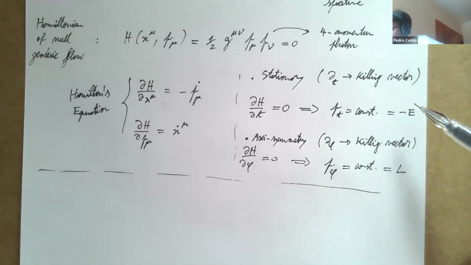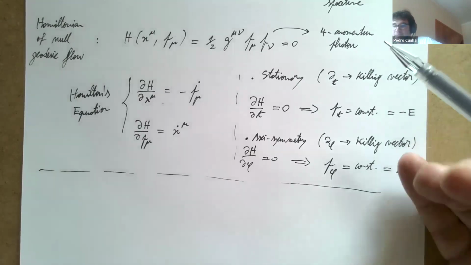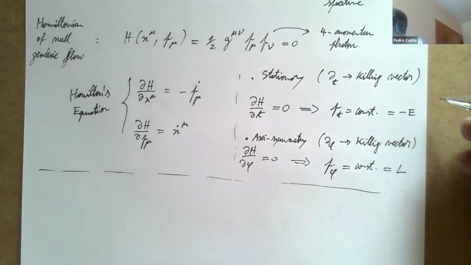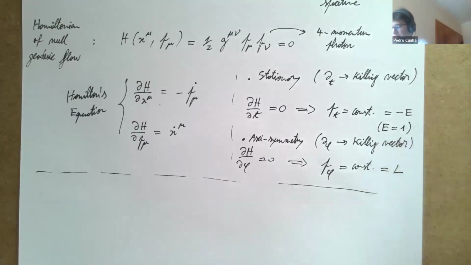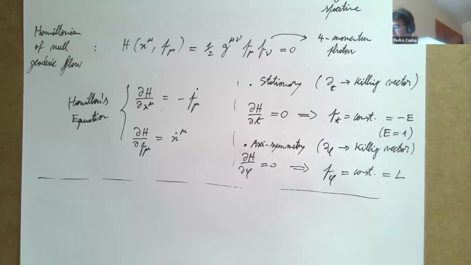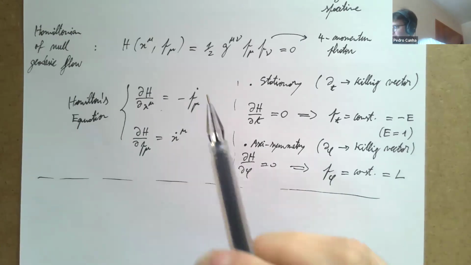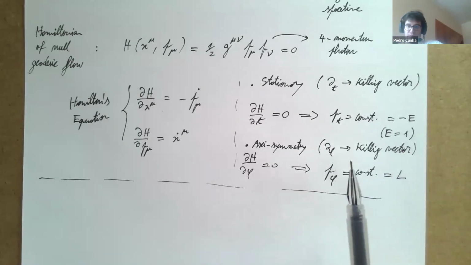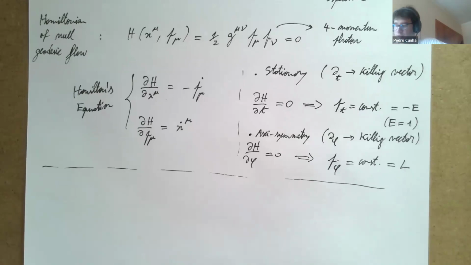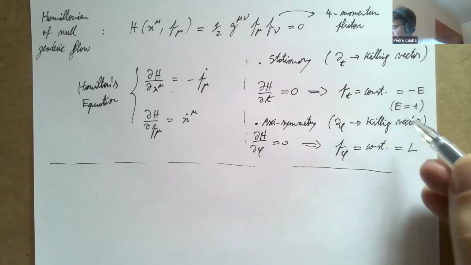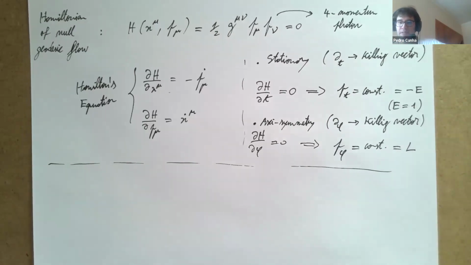Now, for photons in particular, it will be important to define some impact parameters and to redefine this energy to be 1. You can always do this in principle because you can rescale the affine parameter along the geodesic such that E is equal to 1. You can reabsorb that by redefining some of the other quantities. So this is not a problem. We are keeping the generality.